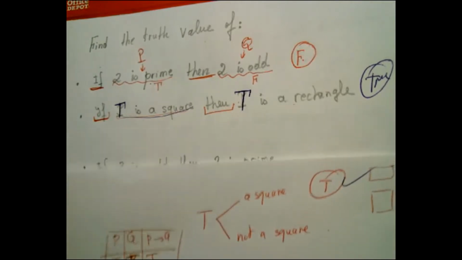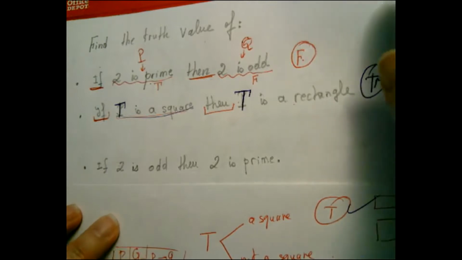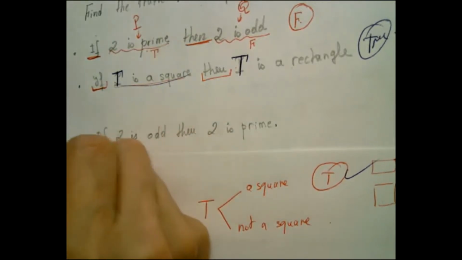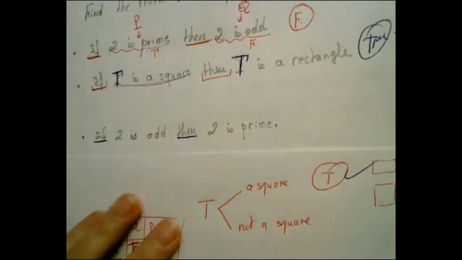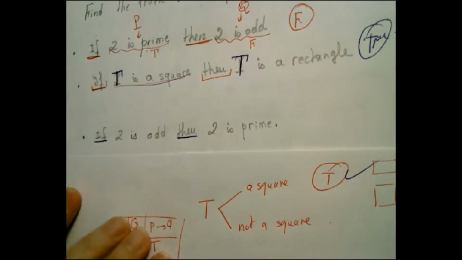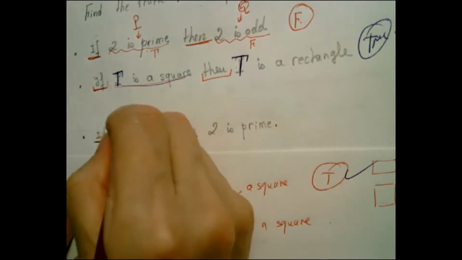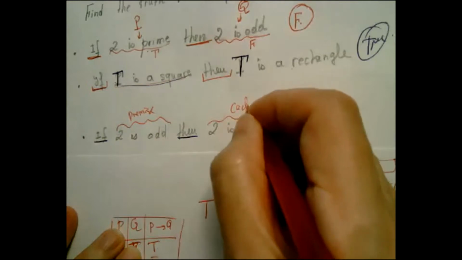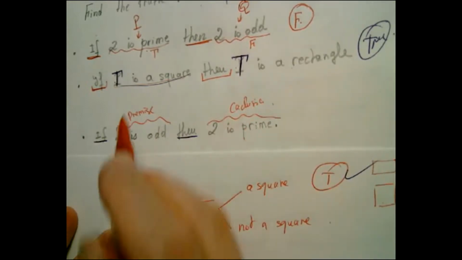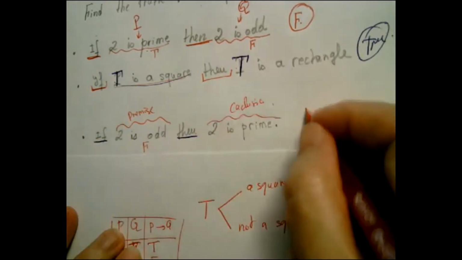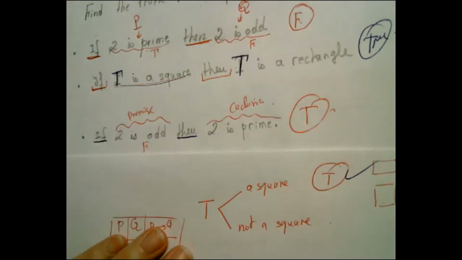Okay, now another example. Notice I have a simpler one because I'm being very precise. If 2 is odd, then 2 is prime. If then, that's a conditional statement. Is this a true statement or a false statement? This is my P, always the premise. That's the conclusion. My premise is what? False. So you already know your statement is true. I'm done.